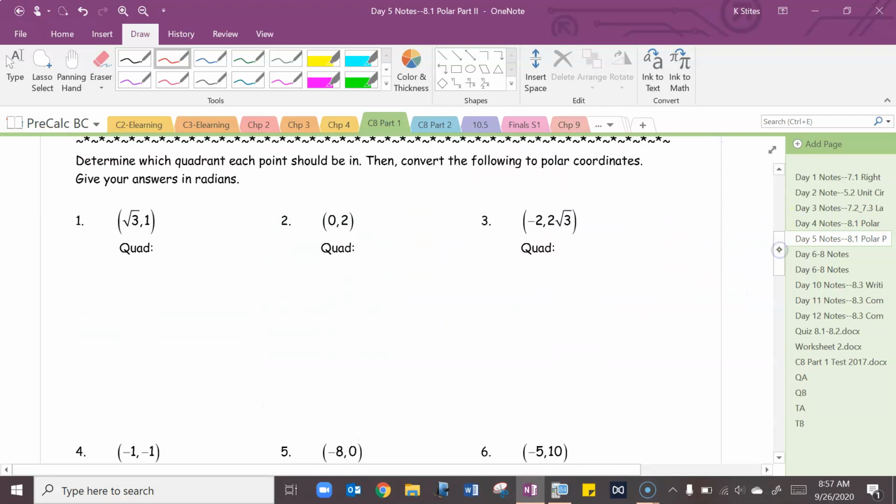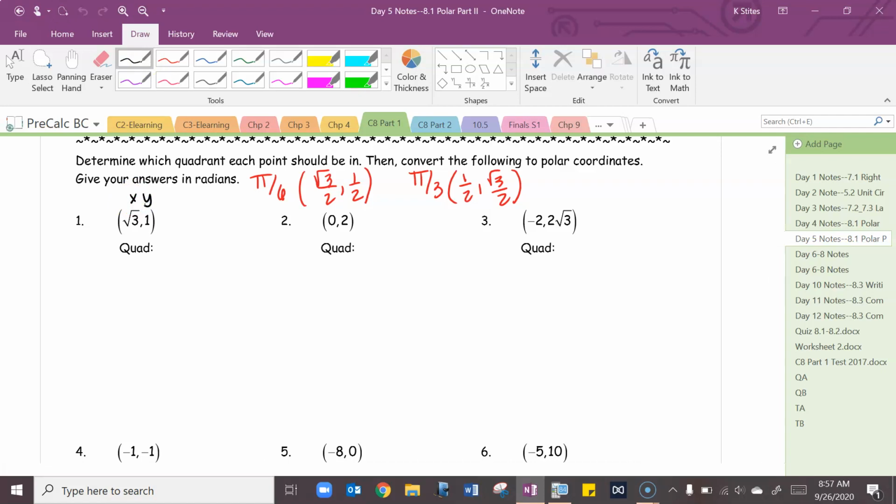Okay, so this is a little trickier than yesterday because the quadrant that you're in really matters. Let's go ahead and write down our pi over 6 and pi over 3 just to help you with your unit circle. Pi over 4, we should know. Okay, so again, you're dealing with xy, and we are going to convert to r comma theta. So root 3 comma 1. Well, both of those are positives, so you would be in quadrant 1 here.